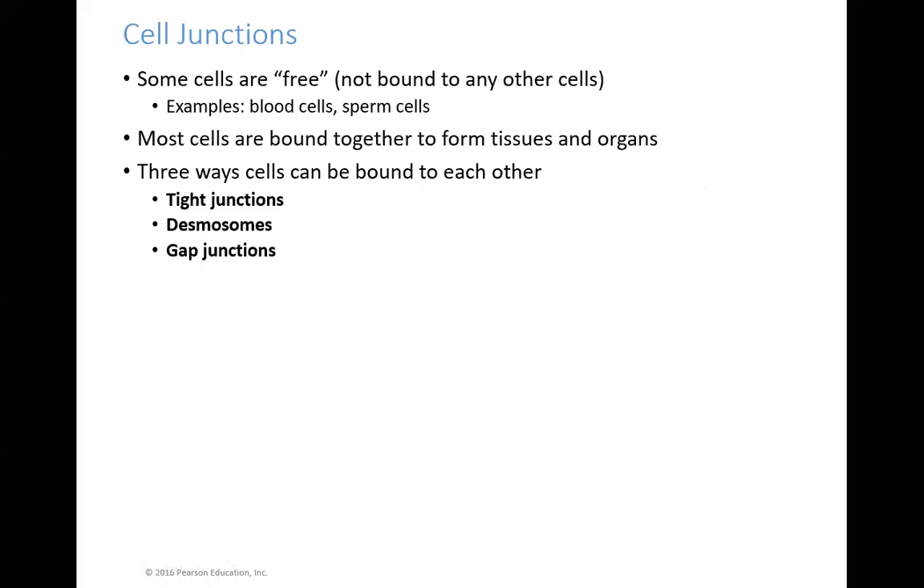Now, something else we see about our cells is that they communicate to each other. They don't operate independently. They communicate to each other all the time. They're held together to each other. We have 3 different ways that cells join together. We have what are known as tight junctions. We have desmosomes, and we have gap junctions.